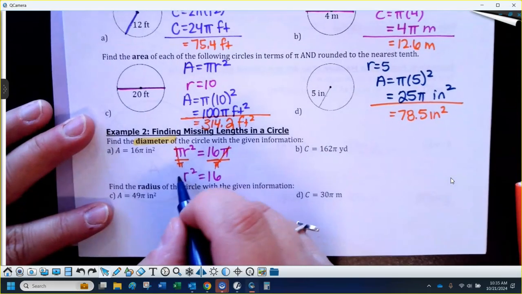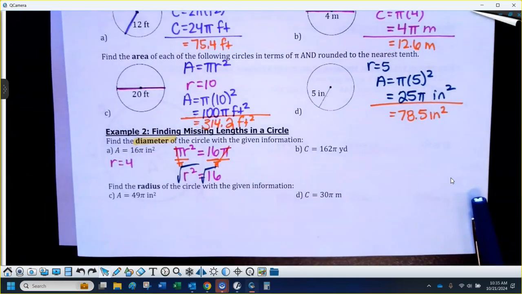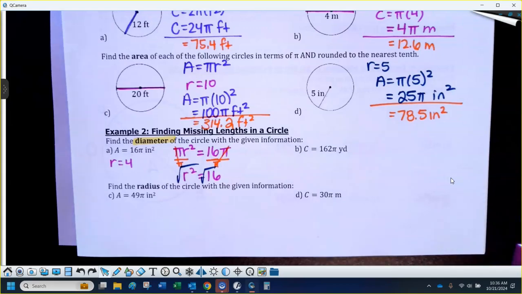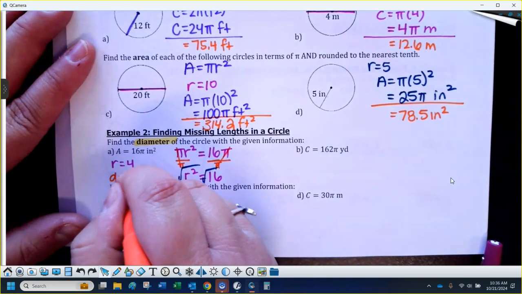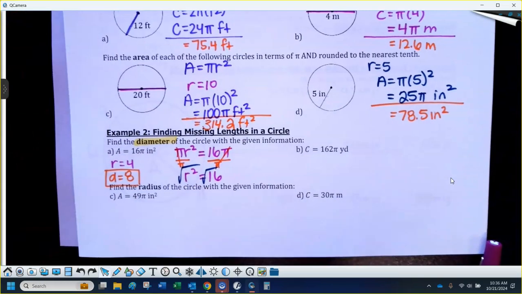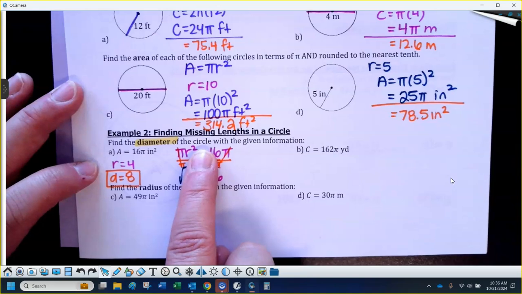Square root. Okay, what's the square root of 16? 4. Okay, now, is this the answer to my question? Because my question wants the diameter. Okay, what would my diameter be if I know my radius is 4? 8. And that is what I'm looking for as the answer there. So just be careful. If you ever find yourself solving a formula for the area, you're going to be able to find the radius. And if they need the diameter, all you got to do is just multiply it by 2.